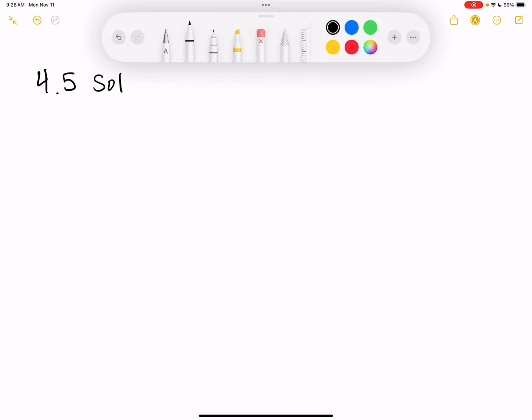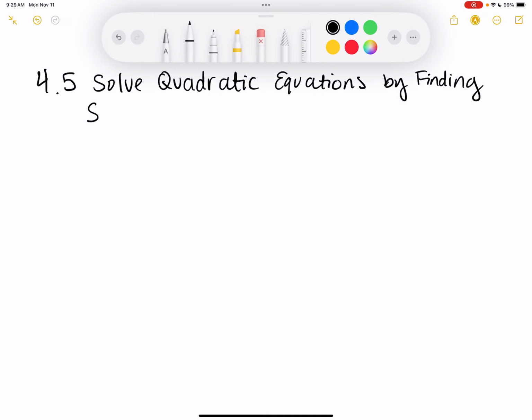4.5, solve quadratic equations by finding square roots. So basically we're going to be breaking down radicals. That's the big thing in this section.